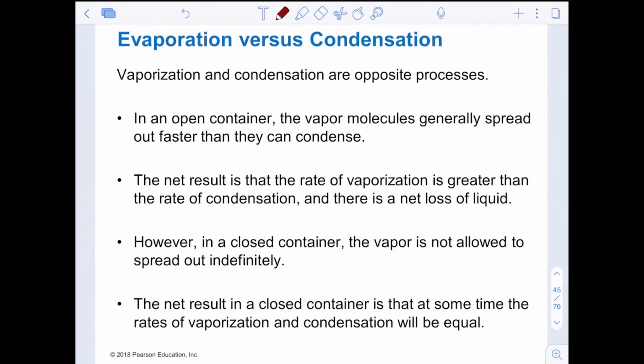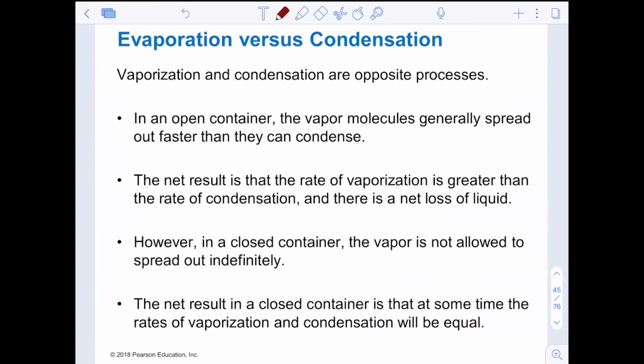Vaporization and condensation are opposite processes. Again, in an open container, the vapor molecules generally can spread out faster, and so they can leave instead of condense. The net result is the rate of vaporization is greater than that of condensation. So the liquid will evaporate over time and its volume will get lower and lower.